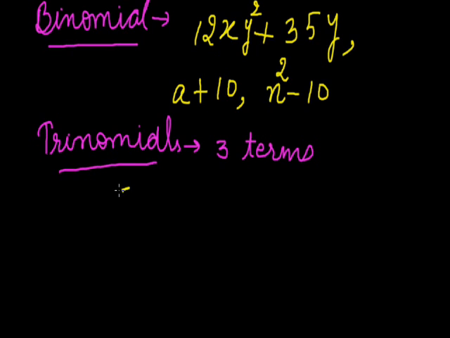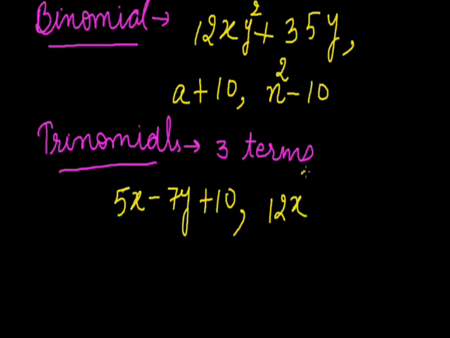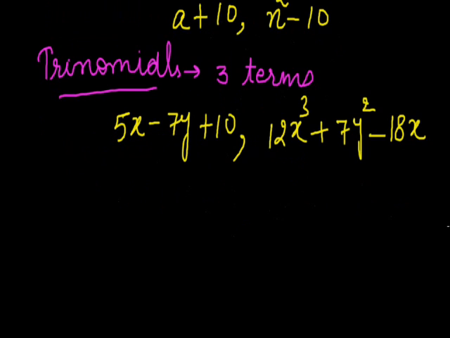For example, 5x minus 7y plus 10. It is having 3 terms in which one is a constant term, 10. Or 12x cubed plus 7y square minus 18x. It is also a trinomial.